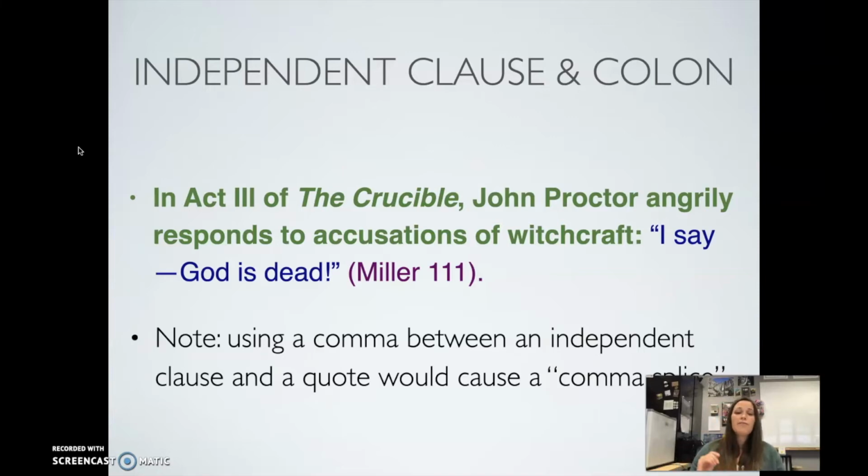Please understand that if you use a comma with an independent clause, it would create what's called a comma splice. All right, so you've probably heard comma splice before. Maybe you don't know what it is, but basically it's grammatically incorrect if I use an independent clause and a comma. You have to use a colon with it. Okay, so that is one way that you can integrate quotes into your writing.